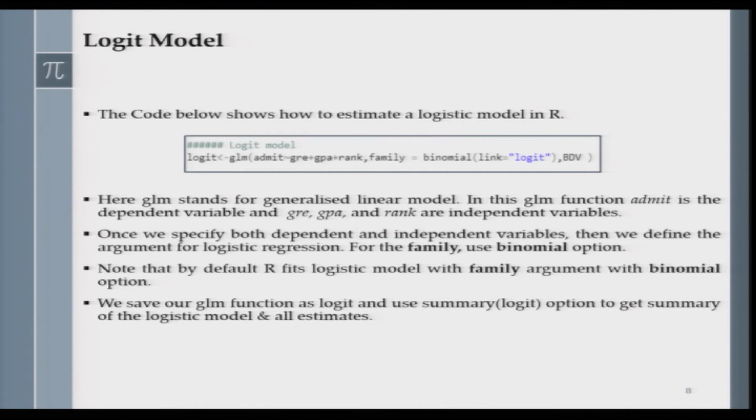I hope that you remember that discussion, how we made a logit transformation for the discrete dependent variable in the logit regression model lecture. Okay, now we save our GLM function as logit, and then we can use the summary logit option to get the summary of the logistic model, and you can get all the estimates.